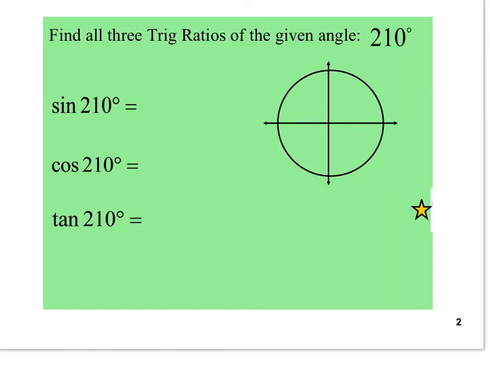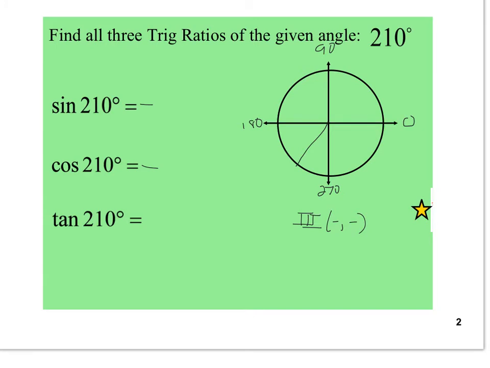So let's go ahead and dive right into our first example, and we're going to find all 3 trigonometric ratios of the given angle, 210 degrees. I'm going to start first by just labeling my axes, 0, 90, 180, and 270 degrees. This will help me pinpoint what quadrant the 210 degree angle goes in. And as I look at it, that's going to be in quadrant 3. When I think about quadrant 3, I know that both my x values and my y values are negative. Knowing that, I know my sine and my cosine are going to be negative as well.